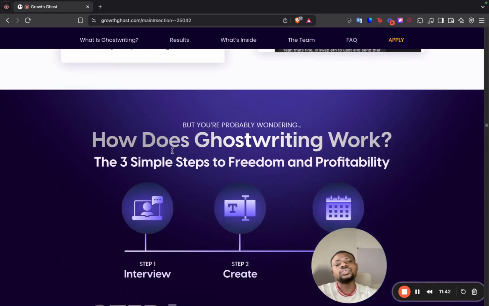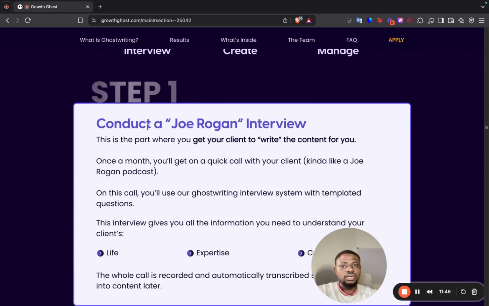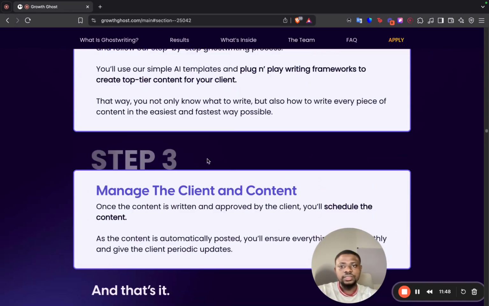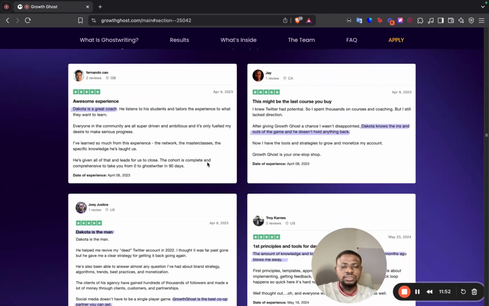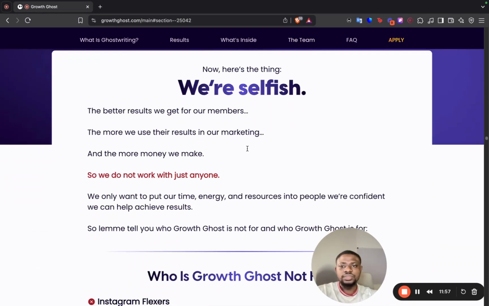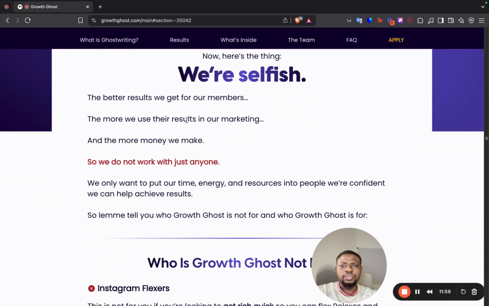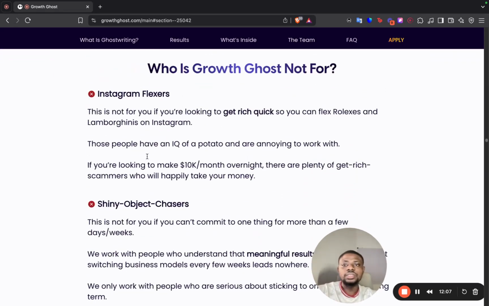Now, how does ghostwriting work? Then it talks about the different steps. You conduct interviews, you write the content, and manage the client and the content. All right. Then these are also proof from his Trustpilot. Then here's the thing: we're selfish. The better results we get for our members, the more we use our results in our marketing and the more money we make. So we do not just work with anyone. He's telling you now we want you to get results, right?